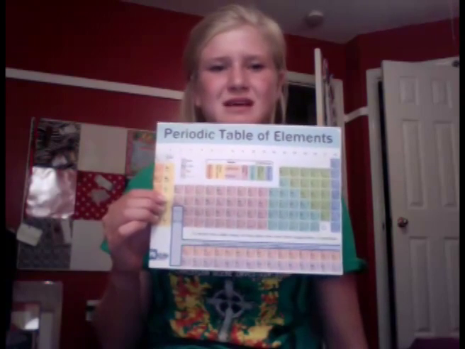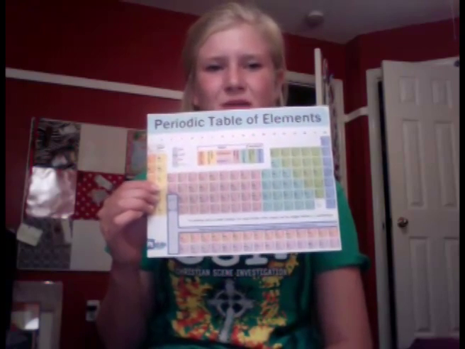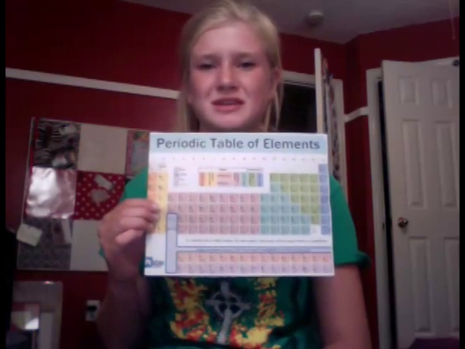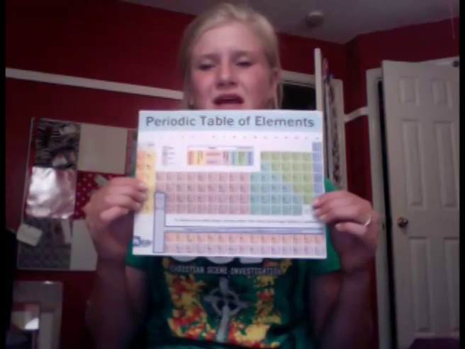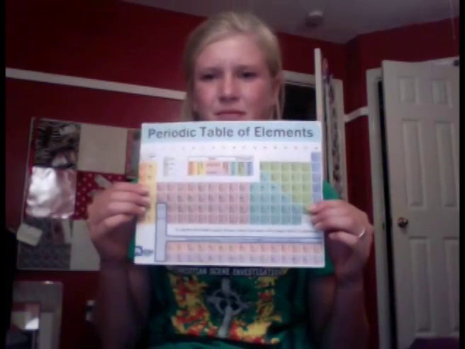One of these trends is electronegativity. Electronegativity is a measure of the tendency of an atom to attract a bonding pair of electrons. The Pauling scale is used to measure this trend. It goes from 0 to 4, 0 being the weakest and 4 being the strongest. Electronegativity increases from left to right and from bottom to top across the periodic table.